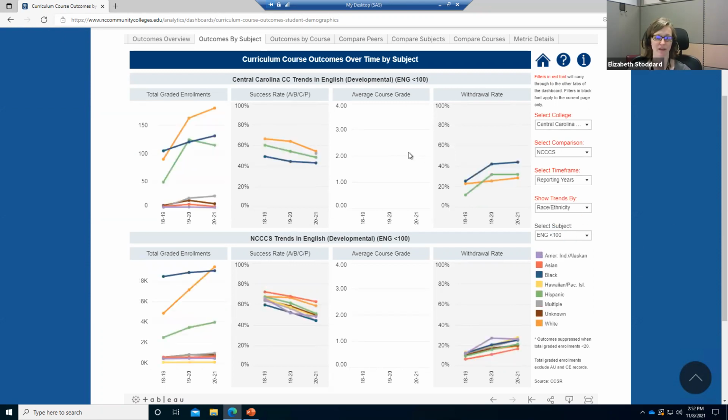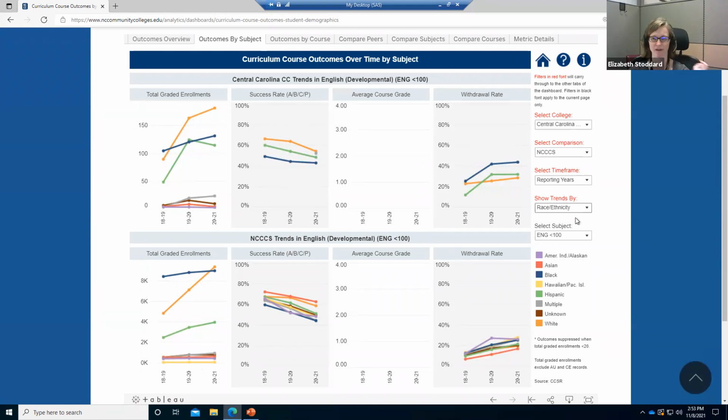And so, yeah, I think right off the bat, when I'm looking at Central Carolina, I can see that there were enrollments by, it looks like, every racial ethnic group, but a few of them had fewer than 20 enrollments. So we're seeing the lines here that they had enrollments, but we're not seeing success rates for those groups. We're only seeing the success rates for the Black students, the Hispanic, and the white students. So that's just right off the bat.